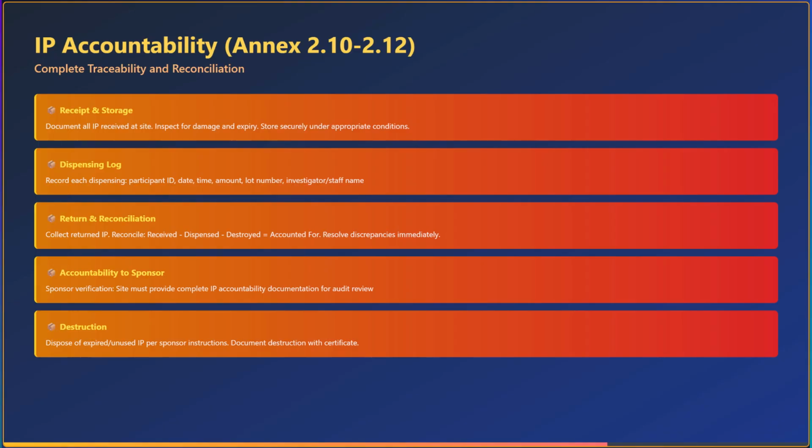Okay. And if you destroy any IP, you need that certificate of destruction. It's proof. It closes the loop on the chain of custody. It has to be verifiable. So when you really boil it all down, the investigator's core job is demonstrating continuous, auditable control. Control over the people, the participants, and the product.